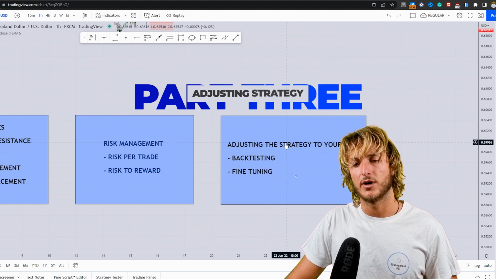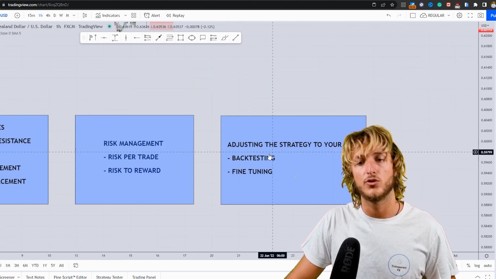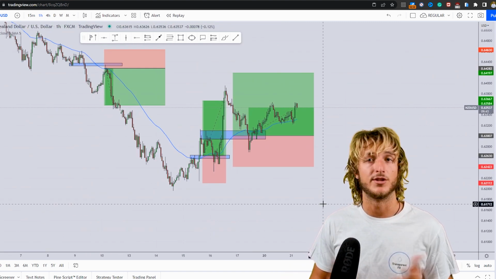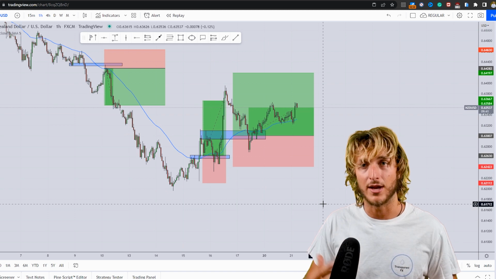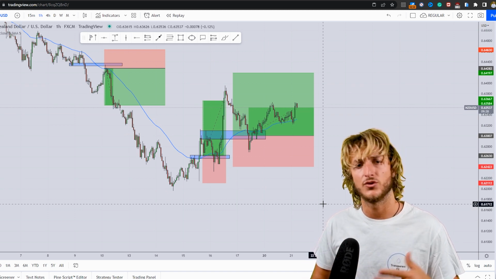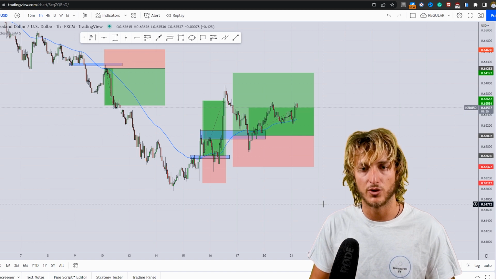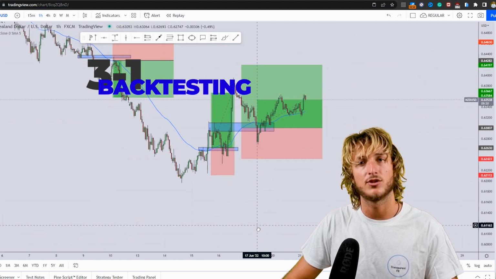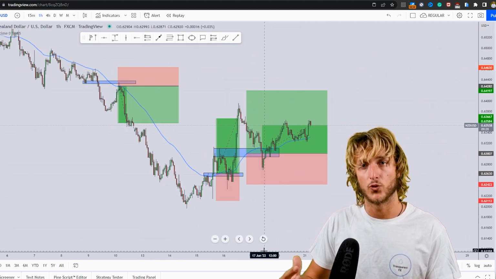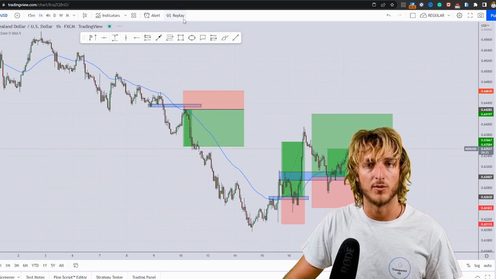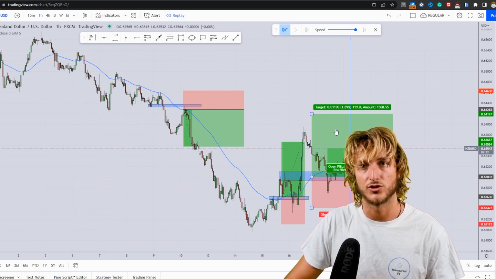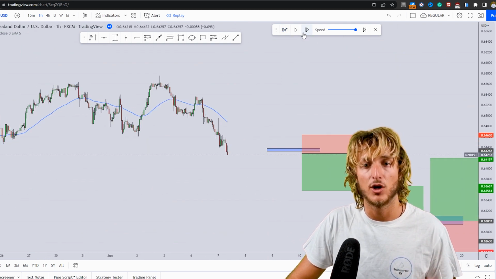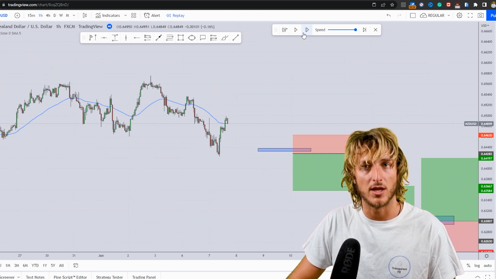The last thing that I want to speak about is how to adjust the strategy to your needs through backtesting and fine-tuning. Now, these are just basic concepts of the strategy that you can then elaborate on and build upon. You can add Fibonaccis, you can add new EMAs, you can add new rules. The important thing is that you always backtest and fine-tune the strategy. You can't just arbitrarily add rules to a strategy. You have to use the replay tool, or you can just scroll the chart to the right, and you need to properly check which are the patterns that the market is creating over and over again.